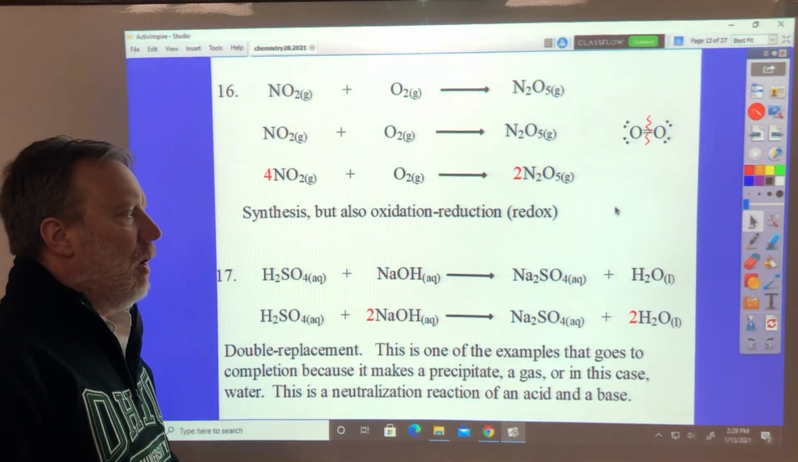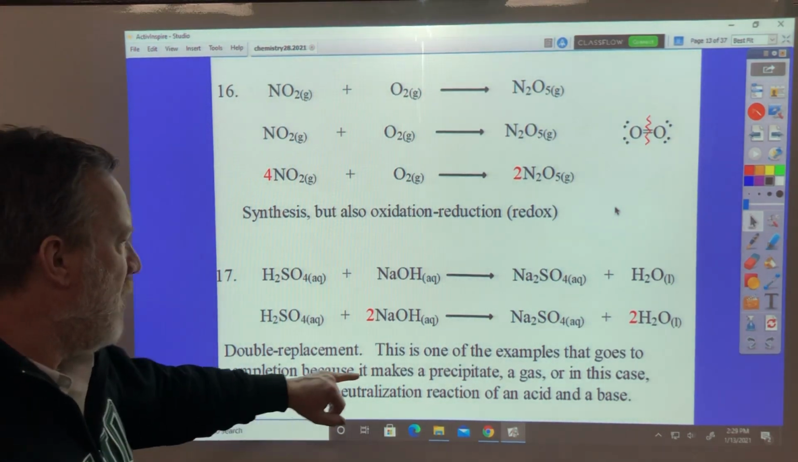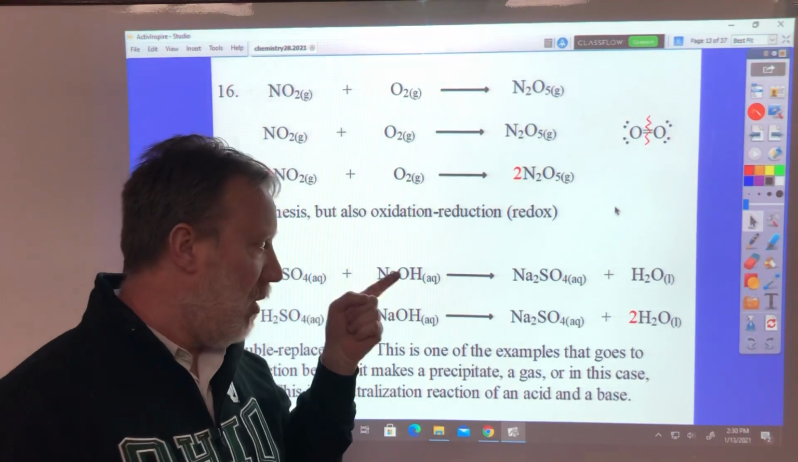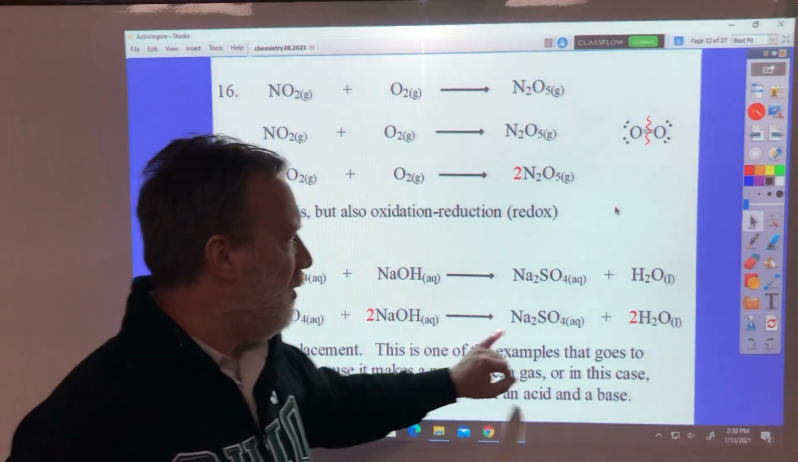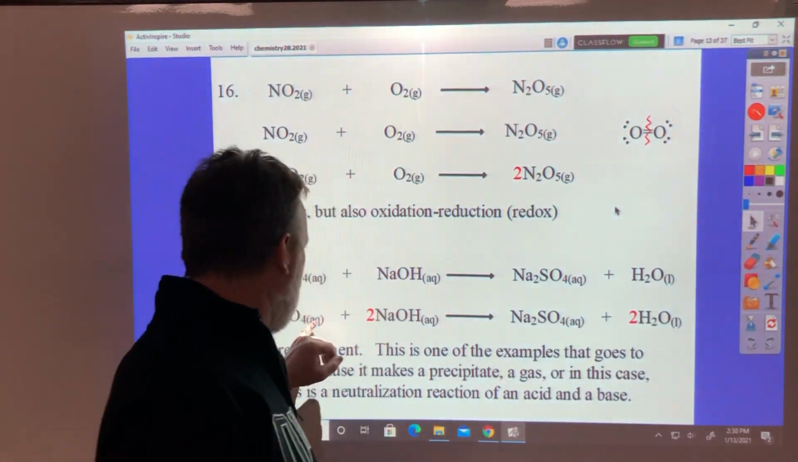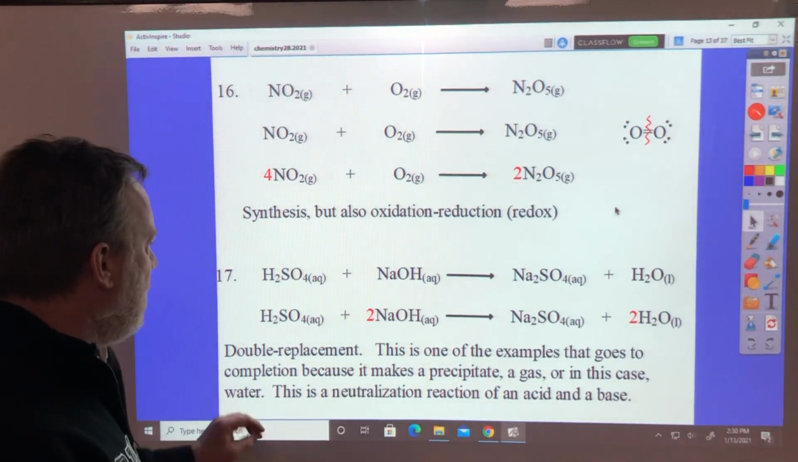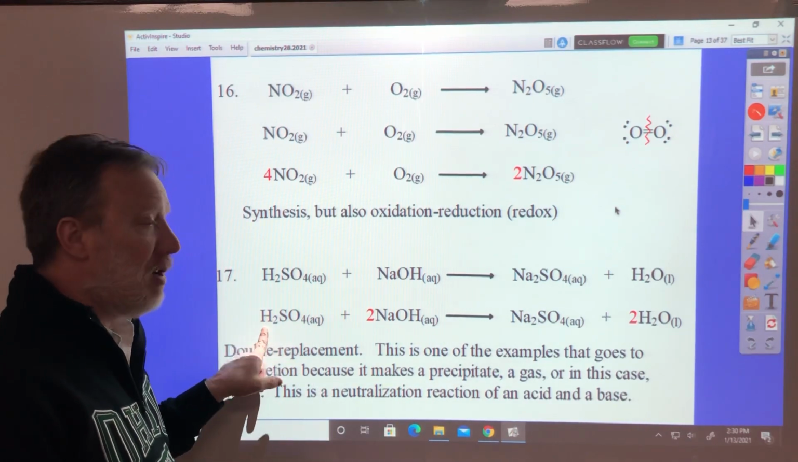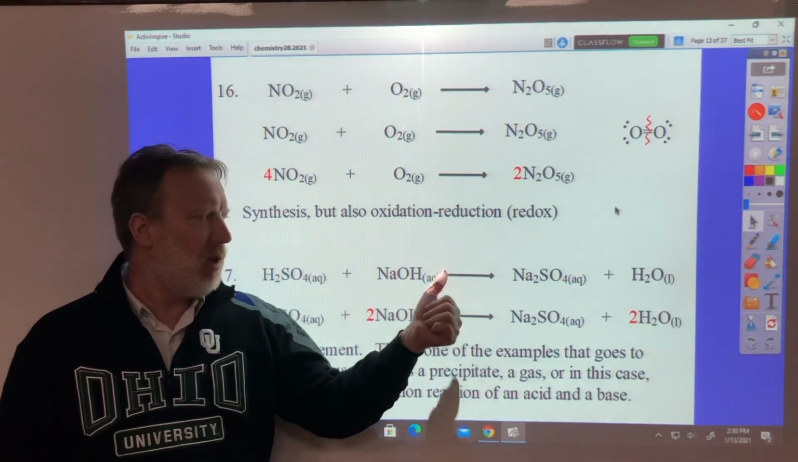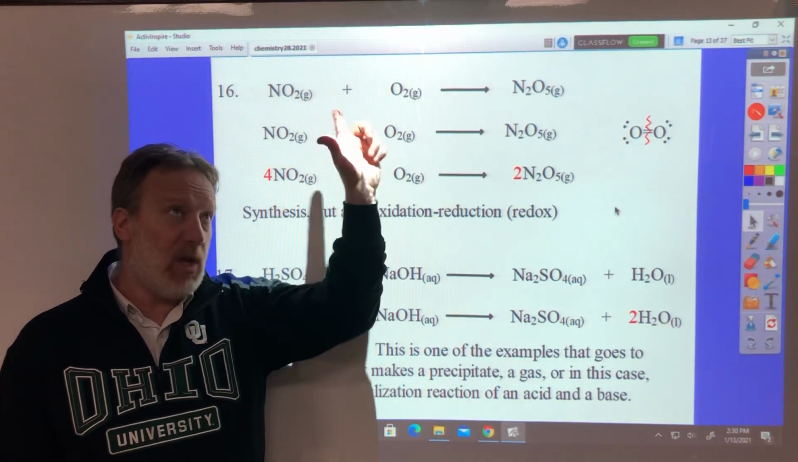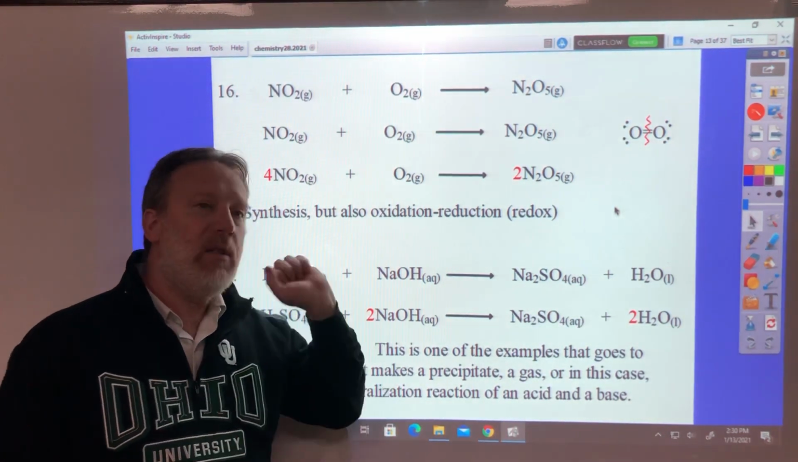But a reaction like this that's double replacement goes to completion under a few things. If it makes a precipitate that falls to the bottom, it'll go to completion. If it makes a gas that bubbles away, that'll go to completion. Or in this case, if it makes water and it's all occurring in water, aqueous, aqueous, aqueous, it'll go to completion. In this case, this is the neutralization of an acid that starts with H with a base that ends with H. So if you make a precipitate, it goes to completion. If you make a gas that bubbles out, it goes to completion. And if you do a neutralization reaction between an acid and a base, it goes to completion.